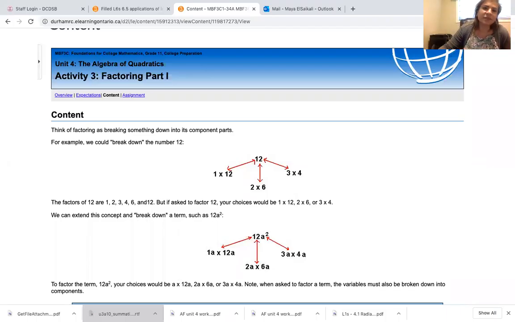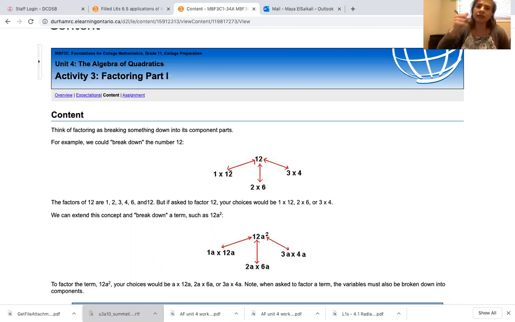Hi guys, this is Maya, and today we will be looking at factoring trinomials or factoring quadratics, and we're going to start with the two kinds of factoring. We're going to look at factoring by sum and product, and we're going to look at factoring difference of squares.